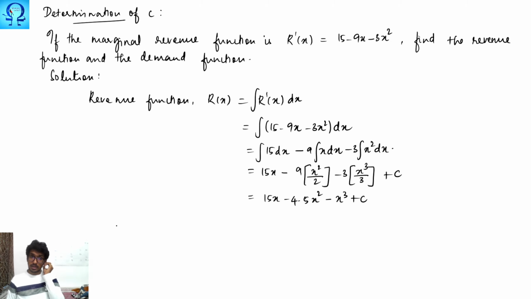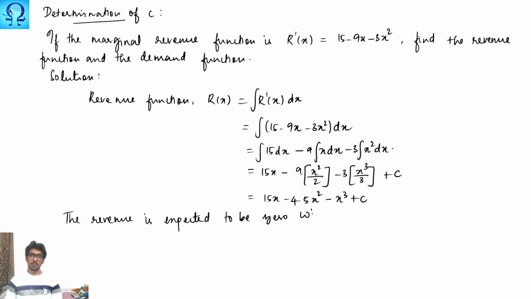So this is a revenue function, but still in order to complete this revenue we must find the constant c. If you think from the general idea, when you produce nothing your revenue is zero, right? So in words, let us write the revenue is expected to be zero when we produce nothing. That in notation is when x is zero.